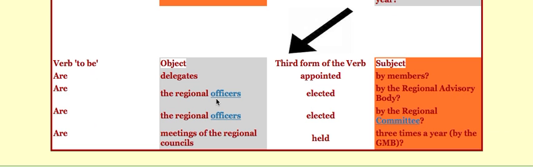Are the regional officers elected by the regional advisory body? Are the regional officers elected by the regional committee? And are meetings of the regional councils held 3 times a year? Don't forget that if the object is in the singular form, for example delegate, it would be is the delegate appointed by members.